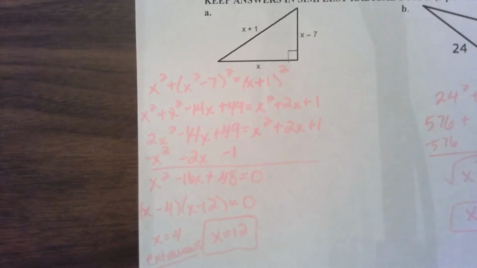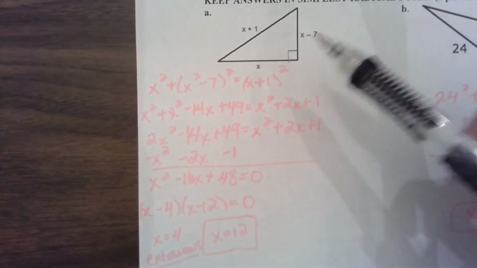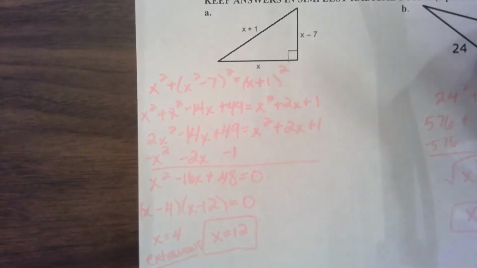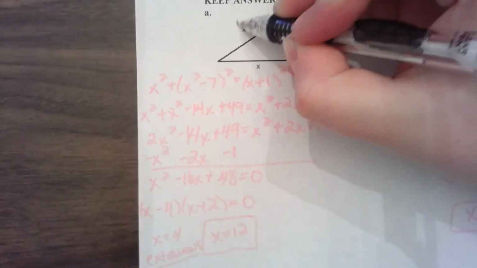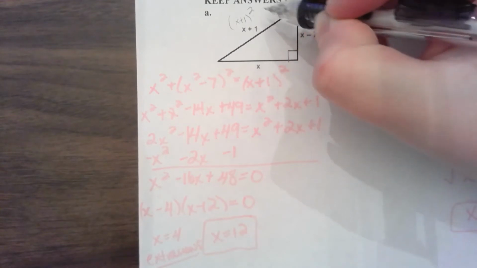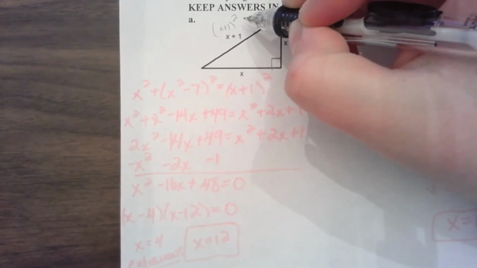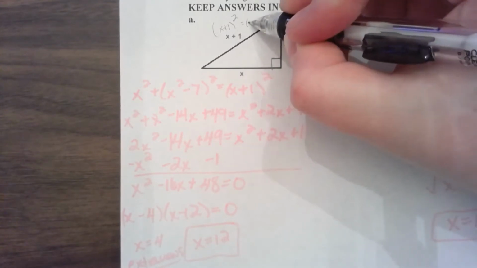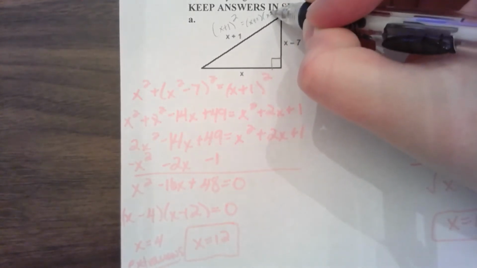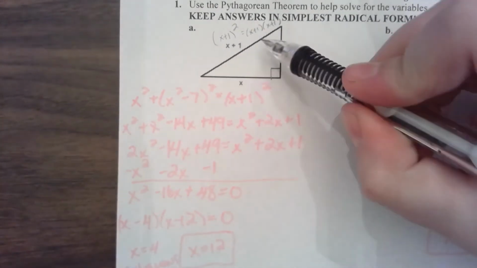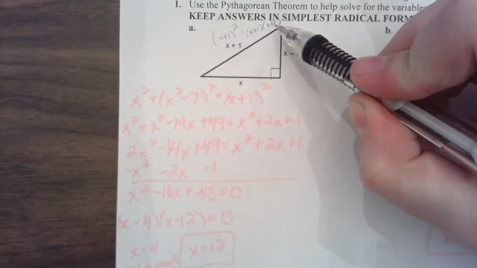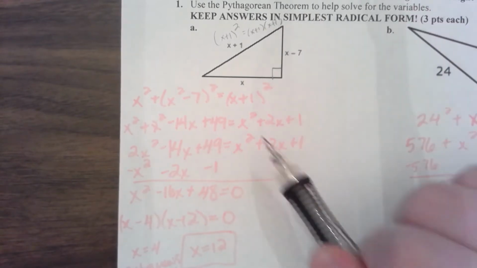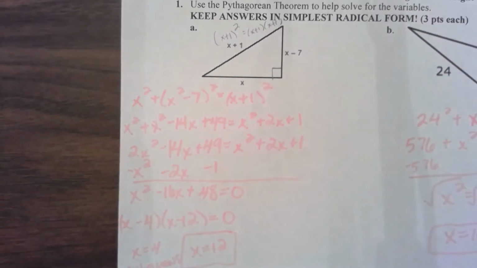Okay, so we had to take x squared plus (x minus 7) squared equal to (x plus 1) squared. What happens when you take x plus 1 and square it is you have to remember that exponents are telling you to multiply this whole expression twice. So it's going to be (x plus 1) times (x plus 1). So you're going to have to FOIL, which is x times x, x times 1, 1 times x, 1 times 1, which gets you x squared plus 2x plus 1.